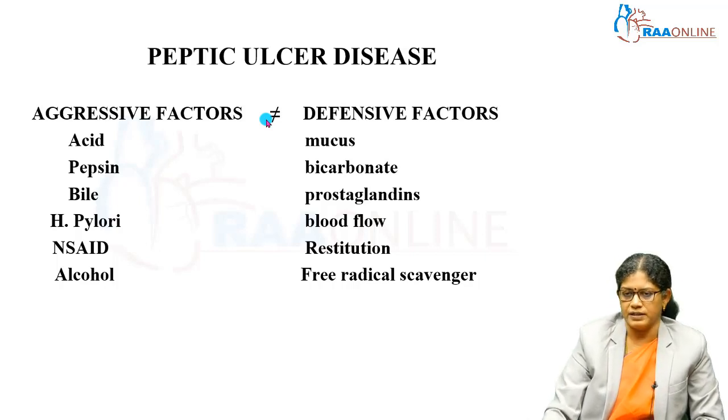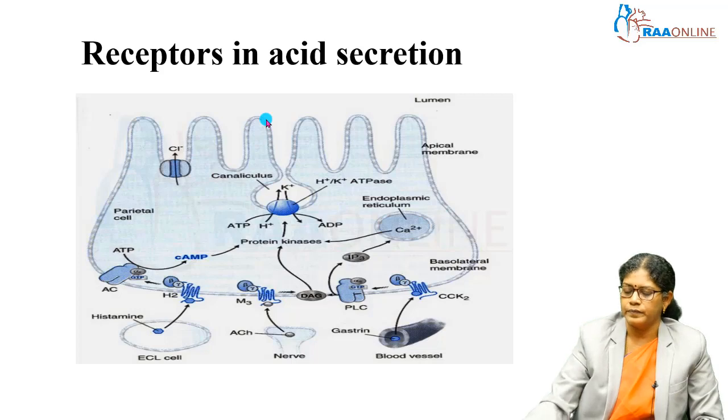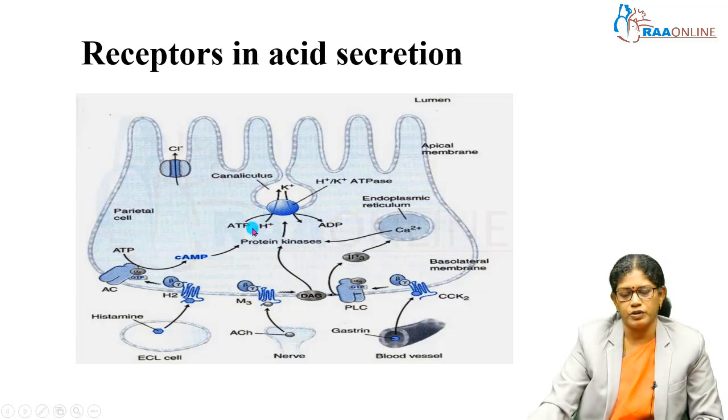So why does this peptic ulcer occur? What are the reasons? How is this HCl, the acid secreted in our stomach, secreted? What are the receptors important for this acid secretion? You might know that the parietal cells present in our stomach are responsible for the secretion of this HCl. This is the lumen, this is the apical membrane of the parietal cell, and this is the basolateral membrane, the underlying part of the parietal cell.